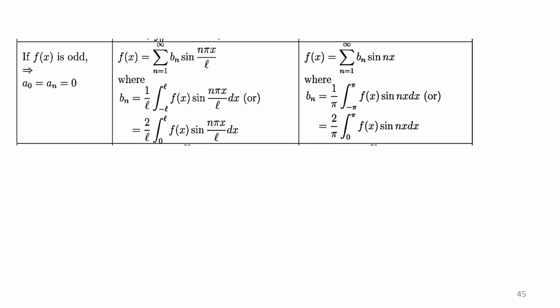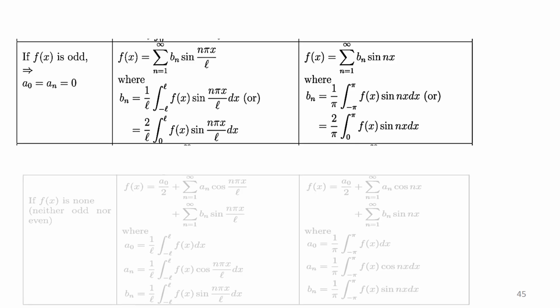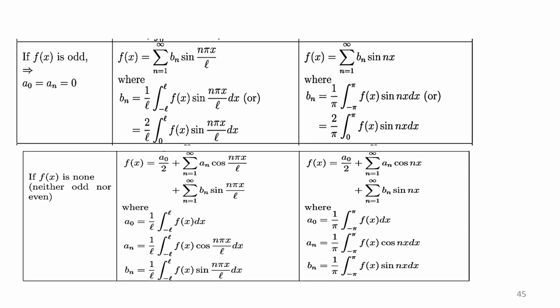And for an odd function, it is vice versa: b n is 2 by l, integral 0 to l of f of x sin n pi x by l dx, and for minus pi to pi it becomes 2 by pi, integral 0 to pi of f of x sin nx dx. Okay. And if f of x is neither odd nor even, you use the same general formula with 1 by l. There is no change in the formula for neither even nor odd.